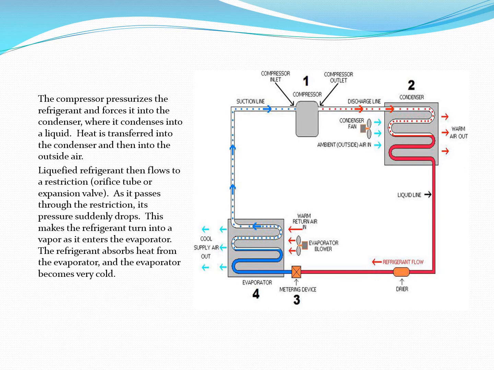Liquefied refrigerant, so anything solid here is liquid, then flows through a restriction. This could be a fixed orifice tube or an expansion valve. As it passes through that restriction, the pressure suddenly drops. So this is like the valve on the top of the propane bottle. This makes the refrigerant turn into a vapor as it enters the evaporator. The refrigerant absorbs the heat from the evaporator, and the evaporator then becomes very cold. Remember, we want to try to keep that at 32 degrees Fahrenheit, or freezing.